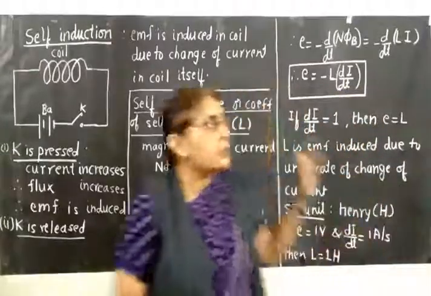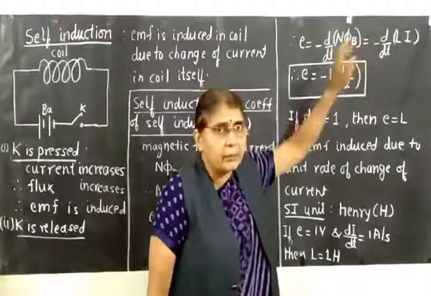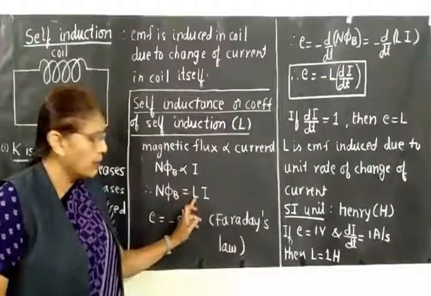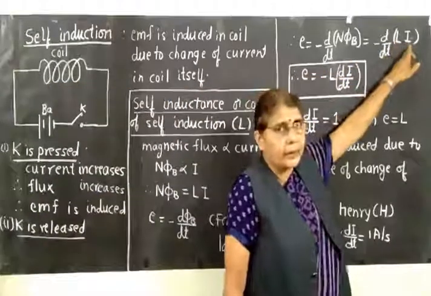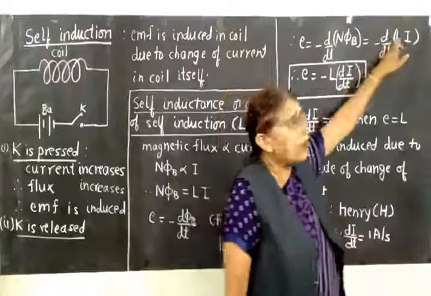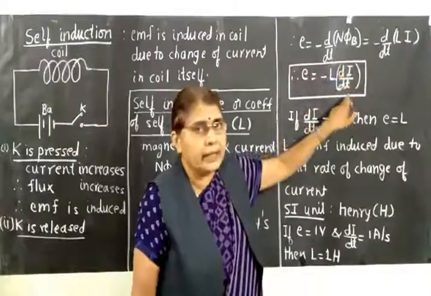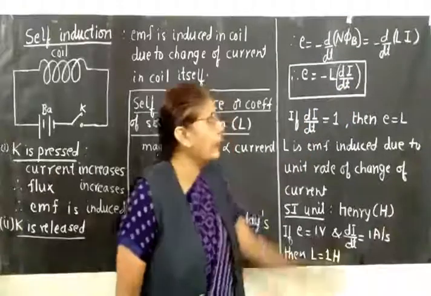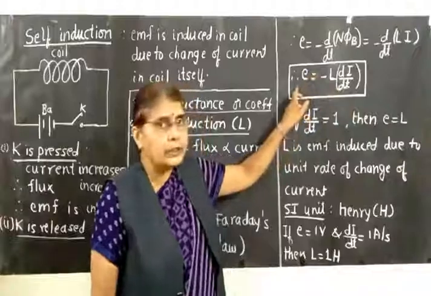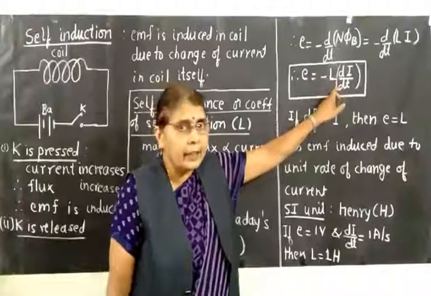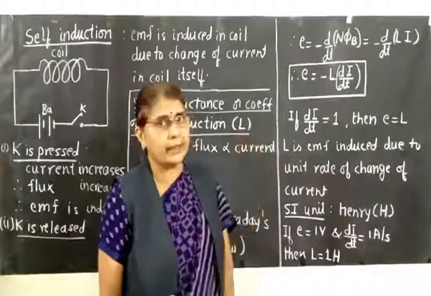So the induced EMF E is equal to -d/dt of NφB. But what is NφB? It is equal to L into I. So let us put it as L into I. So here what is constant? L is a constant. Let us take it outside. So -L into dI/dt. So the EMF induced in the coil is equal to -L dI/dt. E is the induced EMF. L is the self-inductance of the coil. dI/dt is the rate of change of current.